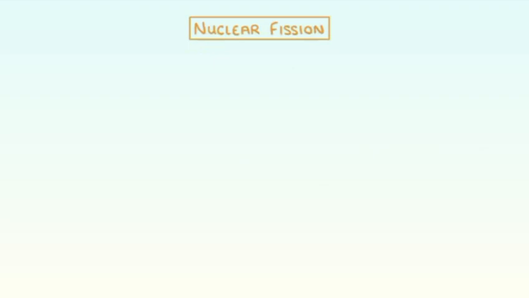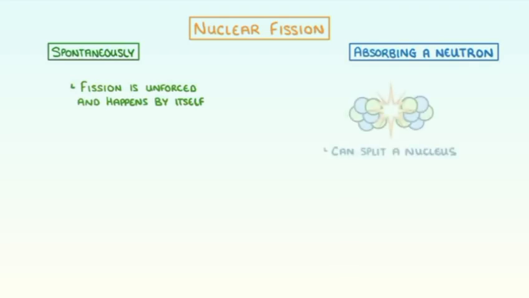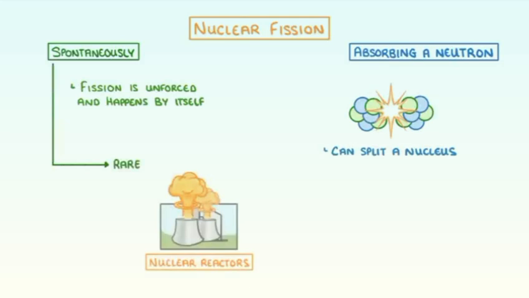Now, nuclear fission can occur in two different ways. Either spontaneously, where the fission is unforced and happens all by itself, or by absorbing a neutron, which can effectively split a nucleus by making it even less stable. In practice, spontaneous fission is rare, and so when we use fission in nuclear reactors, we have to use neutrons to get the process started.